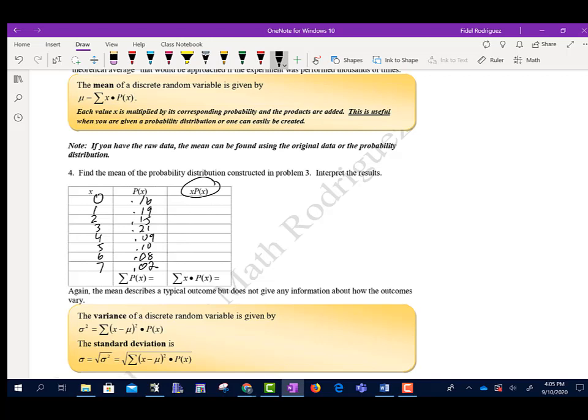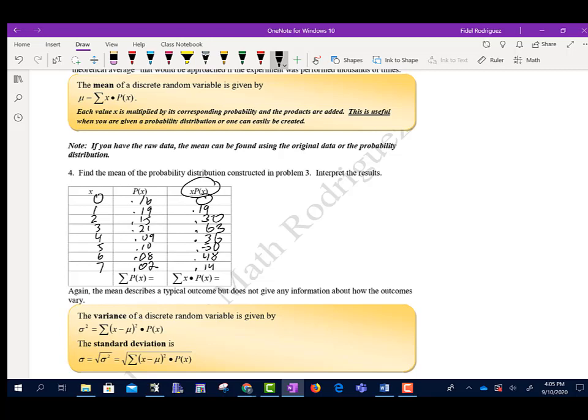We're going to multiply. So 0 times 0.16, oh, I know that's 0. 1 times 0.19, oh, I know that's 0.19. 2 times 0.15, 0.30. 3 times 0.21, 0.63. Okay. 4 times 0.09 should be 0.36. Let's see, 5 times 0.10 is 0.50. 6 times 0.08 is 0.48. And 7 times 0.02 is a 0.14.